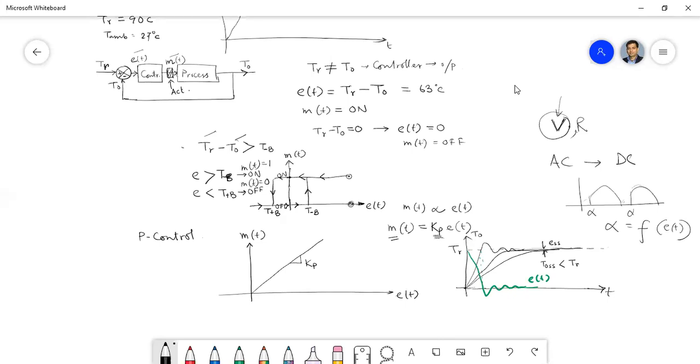Okay, are you getting? The alpha will be a function of error.